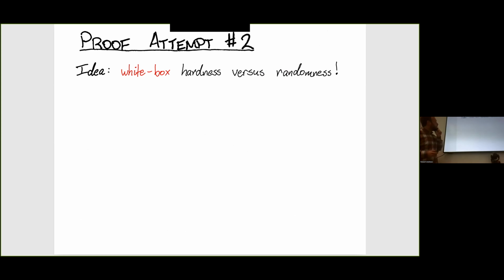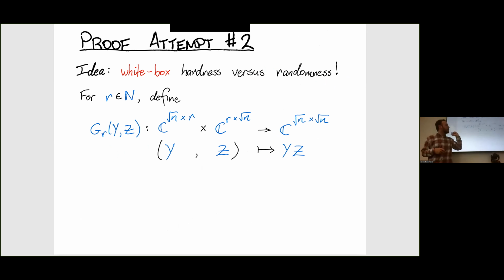So let's try again, but we're going to do what I'll call a white box hardness versus randomness. The reason it's white box is I know the polynomial that's hard. I know the hard polynomial, so I can do something with that. So here's the generator we're going to look at. We're trying to hit a circuit with n variables. Instead of thinking of the circuit as having n variables, I want to think of it as having a root n by root n matrix as its input.